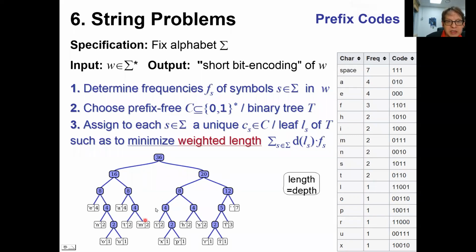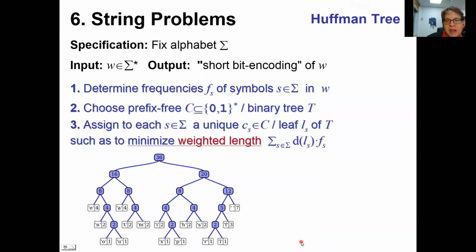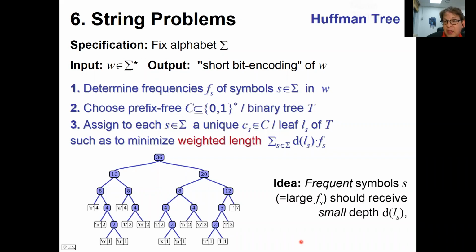So let's look at this example. X is one of the least frequent symbols, so it's very deep in that tree, and it occurs only once, as often as P does. And the code of X is 10010. Indeed, 10010. And the overall length of the encoded string, you can now determine yourself.